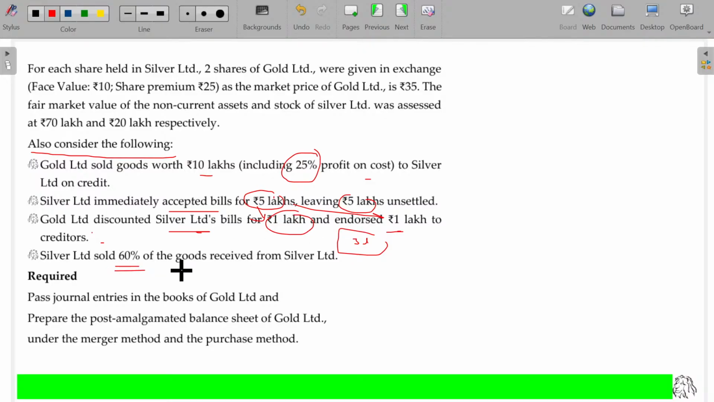Silver Limited sold 60% of the goods received from Gold. 60% sold. Then the unrealized profit will be applicable only for the remaining 40%. Okay, I'll solve this illustration.